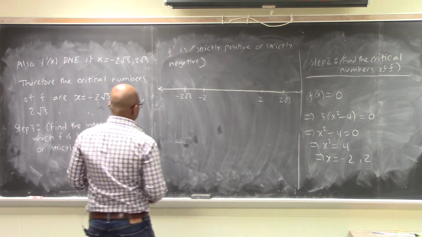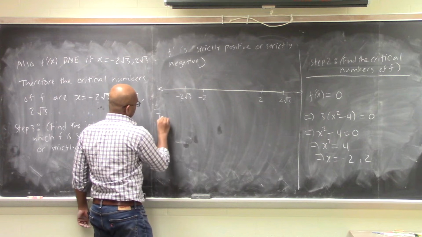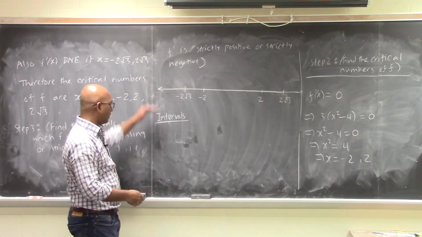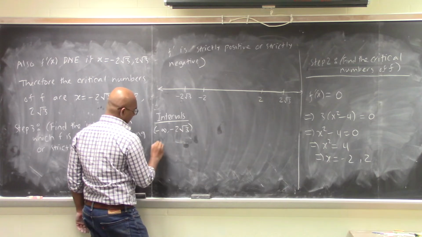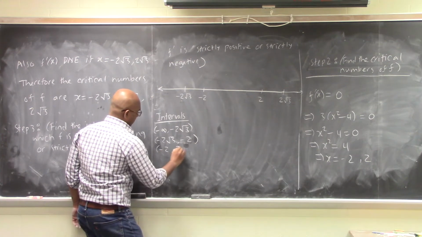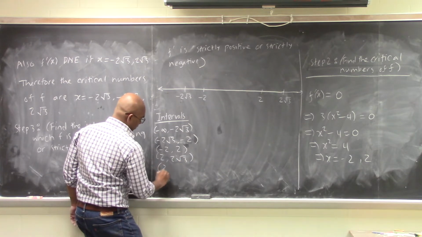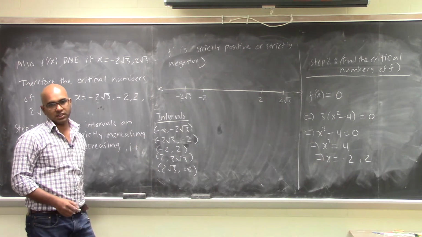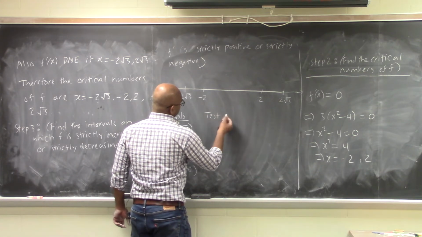So what we need to do is this: we need to make a table. The first column will have all the intervals. Okay, so let me just write down those intervals: negative infinity to negative 2 square root of 3, and negative 2 square root of 3 to negative 2, negative 2 up to positive 2, 2 up to 2 square root of 3, and 2 square root of 3 up to infinity. Okay, 1, 2, 3, 4, 5 intervals. All right, and then from each interval we need to choose a test point.